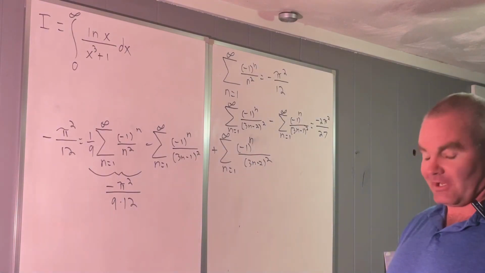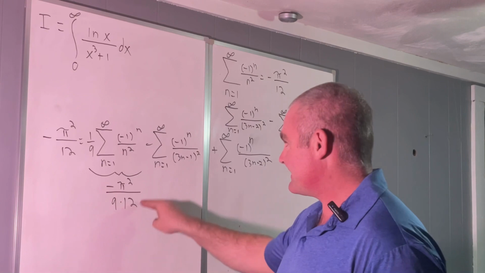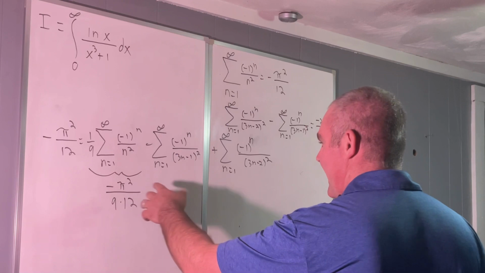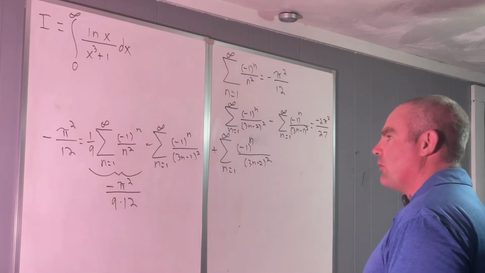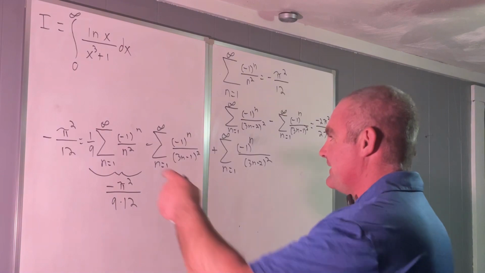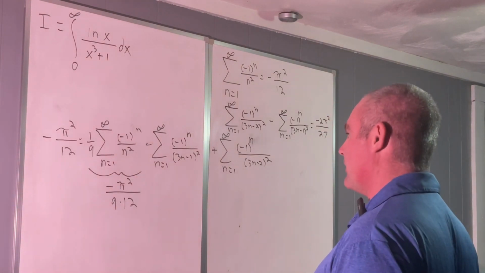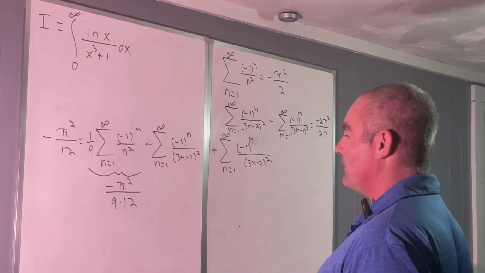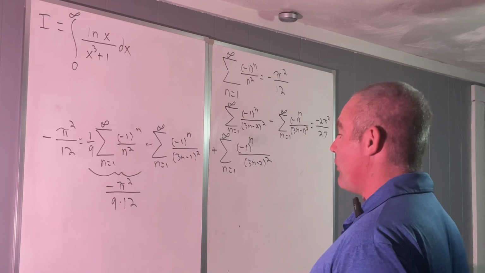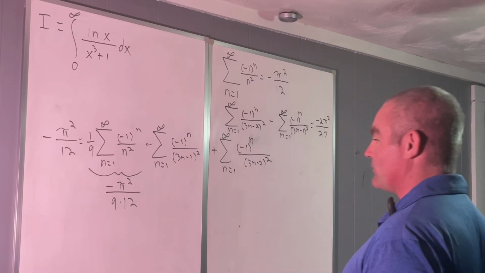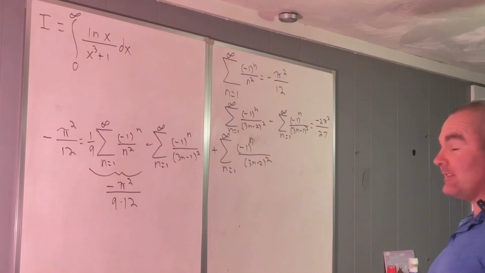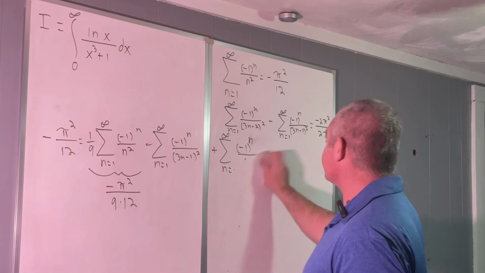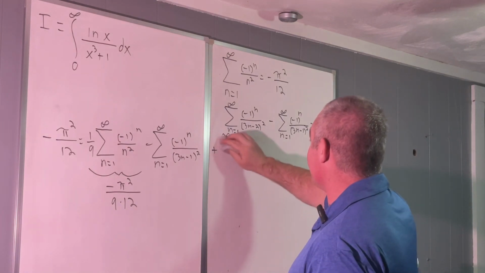And verify that for yourself if you'd like. You bring this to the other side and it becomes pi squared over 9 times 12 minus 9 pi squared over 9 times 12, or negative 8 pi squared over 9 times 12. Dividing the top and the bottom by 4 would give you negative 2 pi squared over 9 times 3, or negative 2 pi squared over 27. So that is the second identity that we will be using.